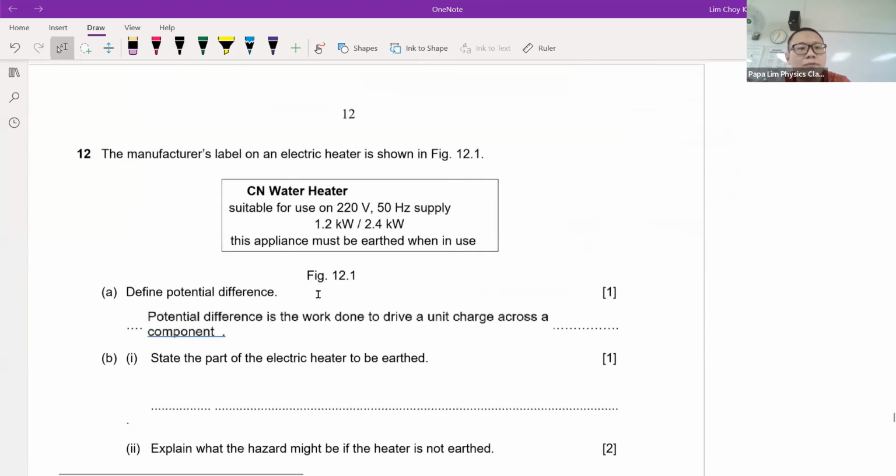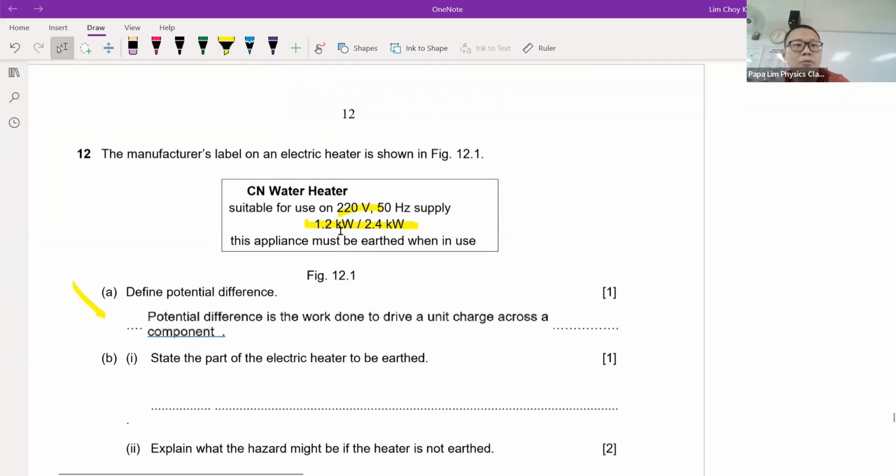Now for question 12, electric heater. The specification given is 1.2 volts. Take note, there are two power ratings here: 1.2 kilowatts and 2.4 kilowatts. The rating is 220 volts, 50 hertz. Definition, I will not dwell too much.